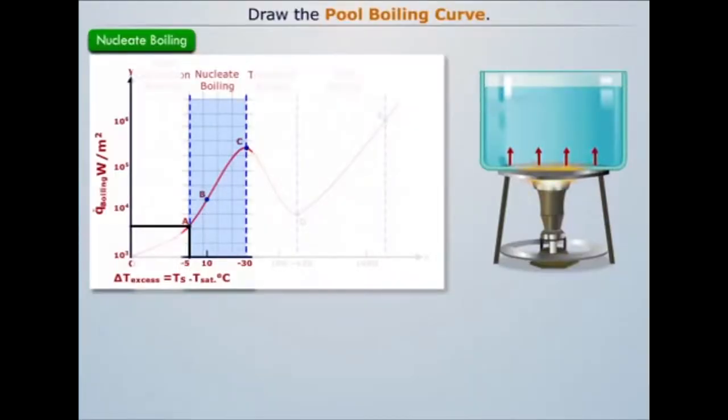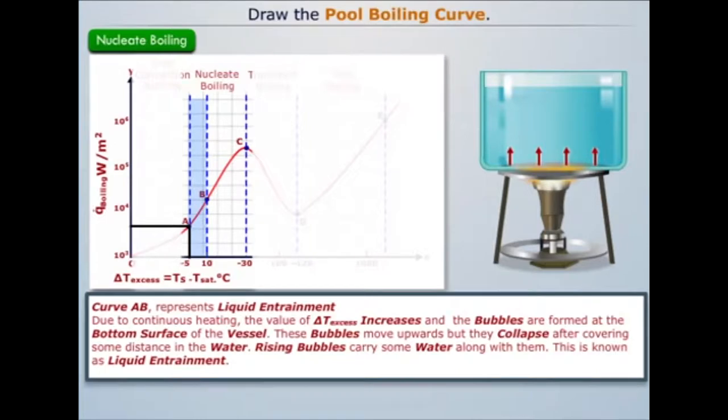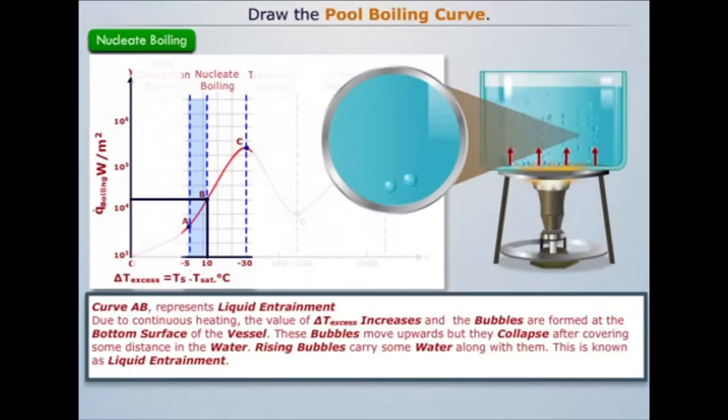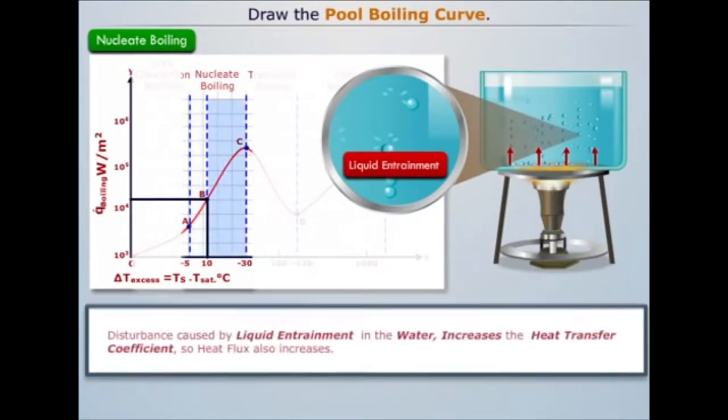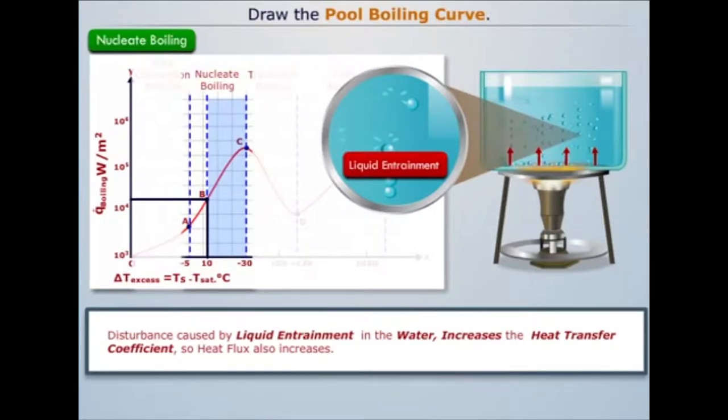Nucleate boiling. As we can see, nucleate boiling is divided into two parts. Curve AB represents liquid entrainment and curve BC represents critical heat flux. First, let us understand liquid entrainment. Due to continuous heating, the value of delta T excess increases and bubbles are formed at the bottom surface of the vessel. These bubbles move upwards and carry some water along with them, but they collapse after covering some distance in the water. This is known as liquid entrainment. The disturbance caused by liquid entrainment in the water increases the heat transfer coefficient, so the heat flux also increases.